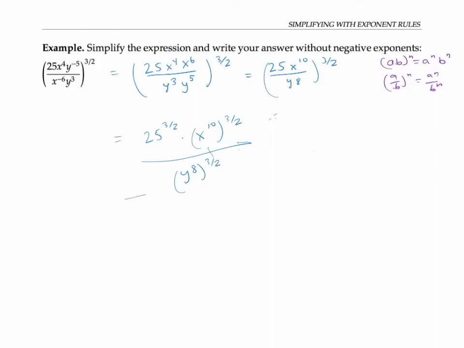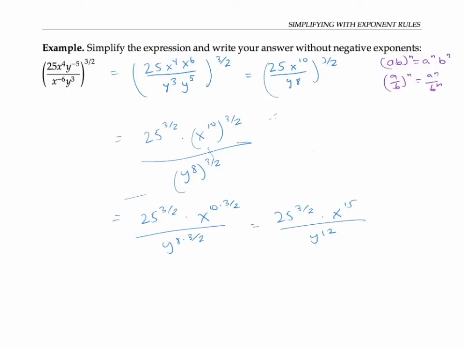Now the power rule tells me when I have a power to a power, I get to multiply the exponents. So I can rewrite this as 25 to the 3/2 times x to the 10 times 3/2 over y to the 8 times 3/2. In other words, 25 to the 3/2 times x to the 15th over y to the 12th.